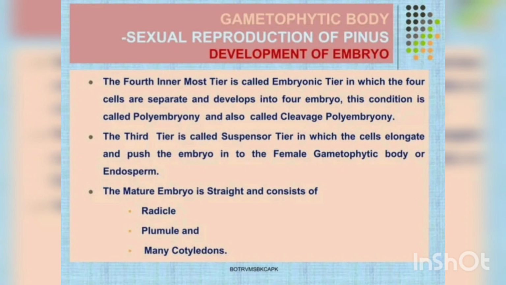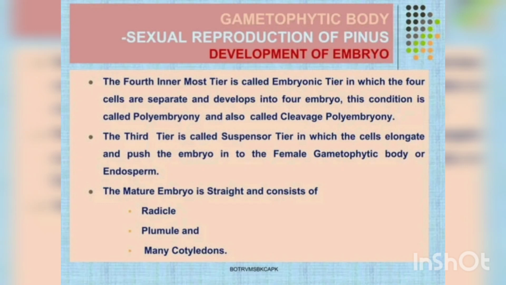Now we needn't have to study the development and all. Once the pollen grains reach the nucellar region or the pollen chamber, it takes a period of rest. Then it gives out the pollen tube, which contains 2 gametes, and 1 gamete fuses with the female gametophyte or the egg cell.